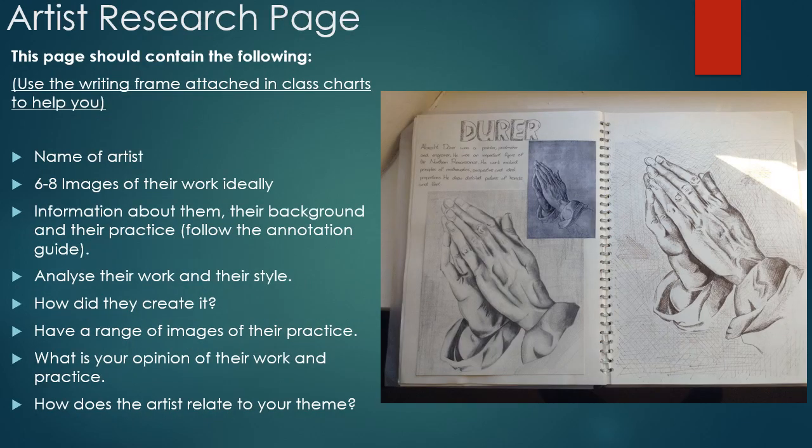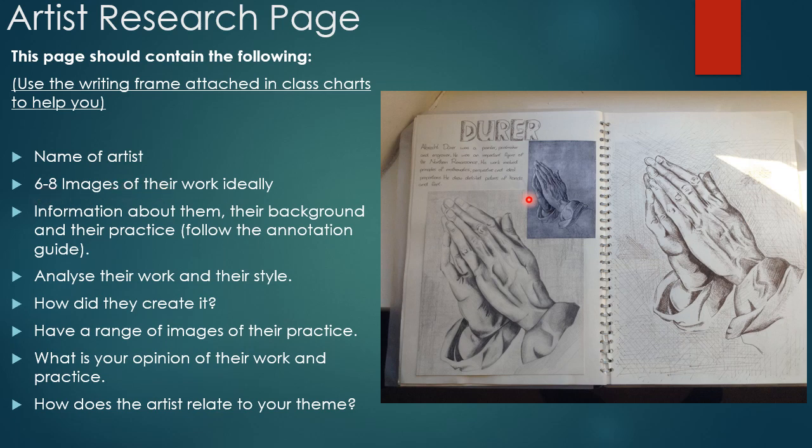So the artist research page, this is what I want you to try and create with a little bit more writing. This should contain the following. Use the writing frame attached in class charts to help you. The name of the artist, Durer, there you go, we've got a title at the top. So title, name of the artist, 6 to 8 images of their work.